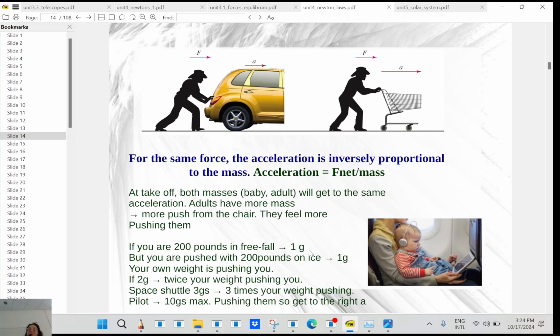So when you say 1g, that means you're going to feel your own weight. When you feel 2g, that will mean twice your weight. 3g, 3 times your weight. So if the airplane has an acceleration of 0.5g, you're going to feel half your weight. So if you are 200 pounds, you're going to feel 100 pounds. But if you are 400 pounds, you're going to feel 200 pounds, because it depends on inertia. Does it make sense?